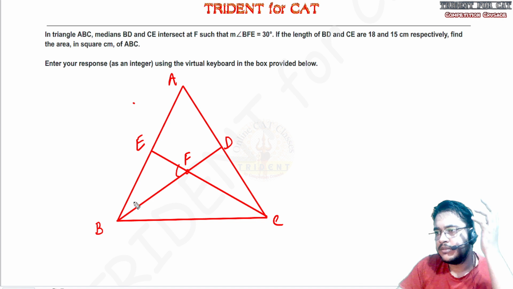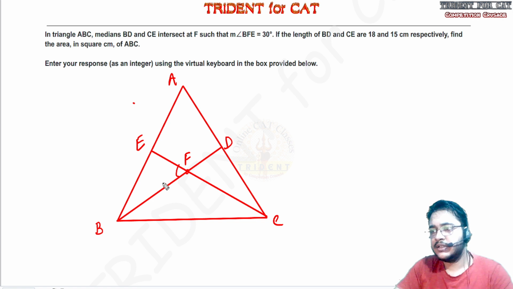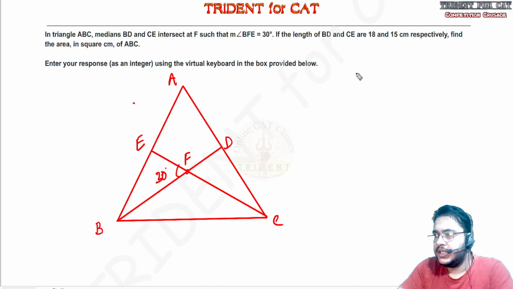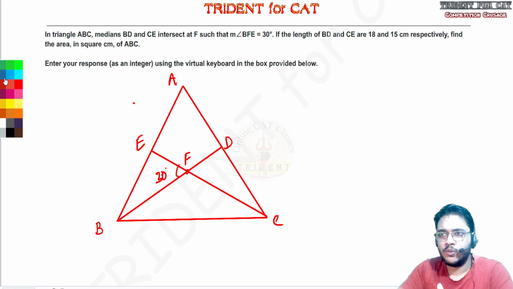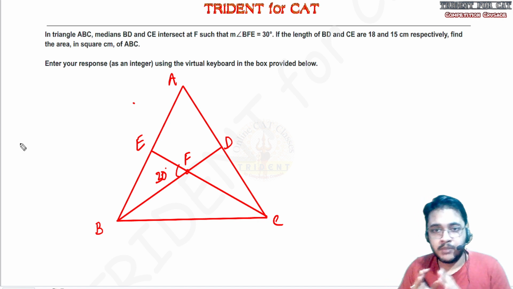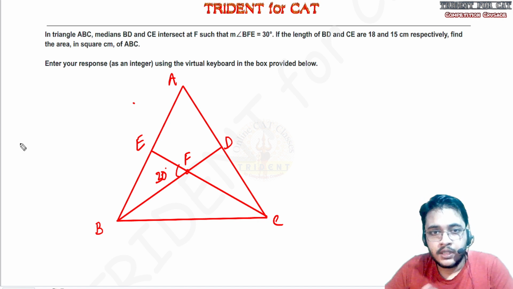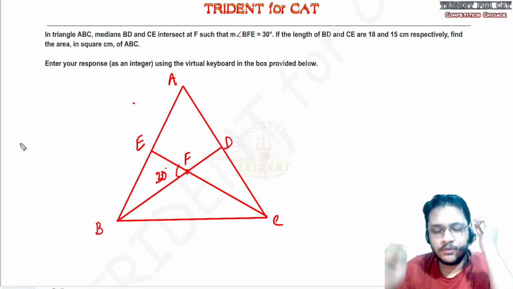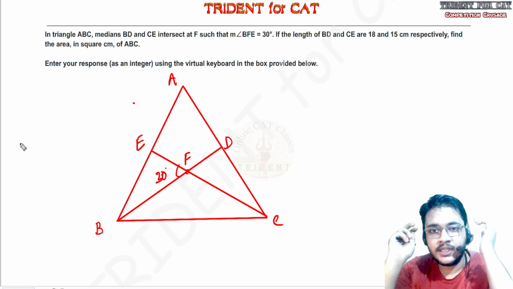It is given that the medians are intersecting at F and that angle BFE is 30 degrees. BD and CE are 18 and 15. What can I do with that? One thing that I want you to recall is a property of the medians. There are two properties, one related to the triangle and one that is solely for the intersecting medians.